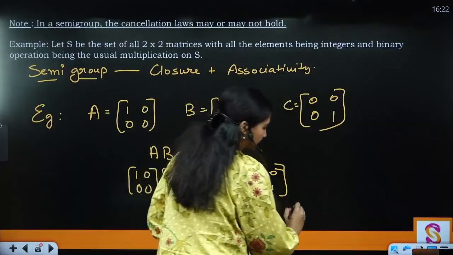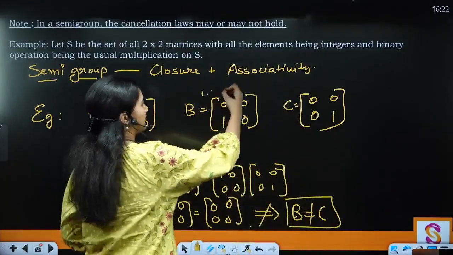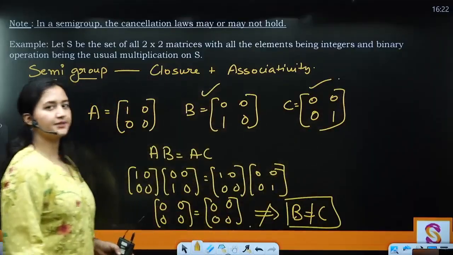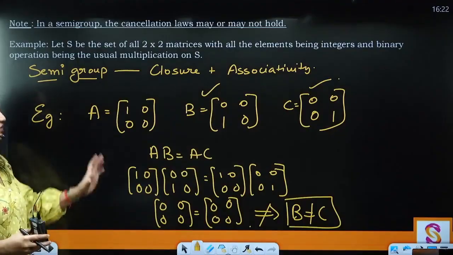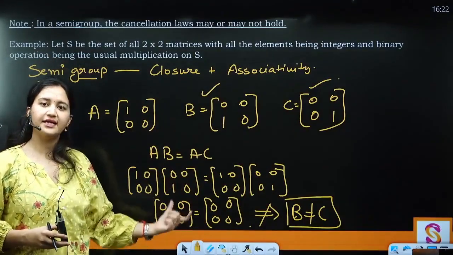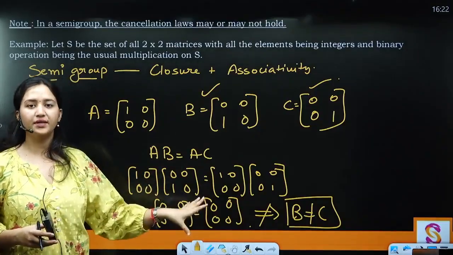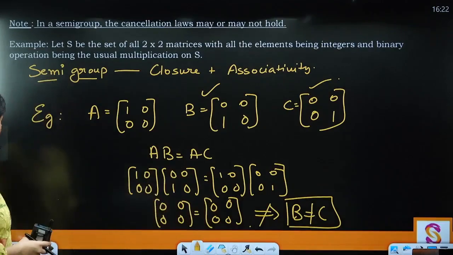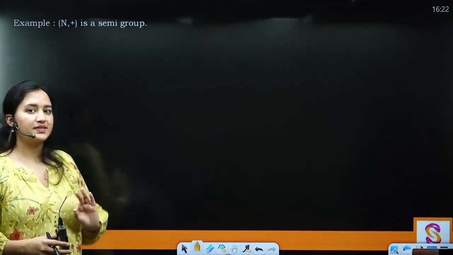Even though these are equal, it does not imply that B is equal to C. Why? Because we can clearly see that B and C are two different matrices, right? So it clearly states that if you have a semigroup, then it is not necessary that the cancellation laws will hold in this semigroup. Another example is that N plus is also a semigroup.